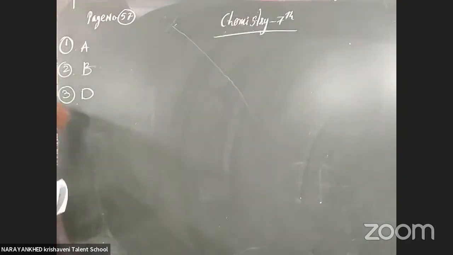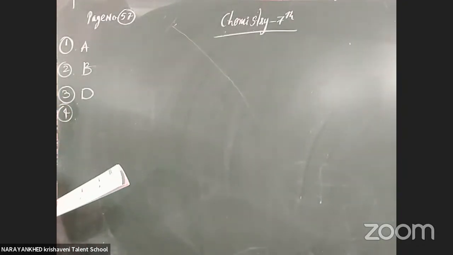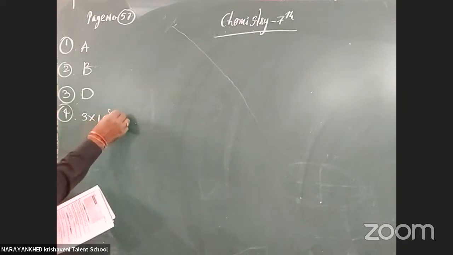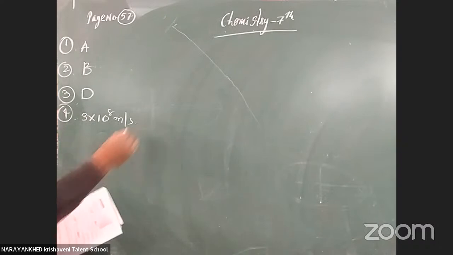Next, fourth question. Electromagnetic radiation travels through a vacuum at the speed of 3 into 10 to the power of 8 meters per second. It is the light velocity. Okay, clear or not, students? That is answer B.